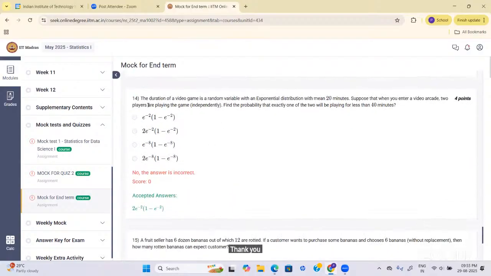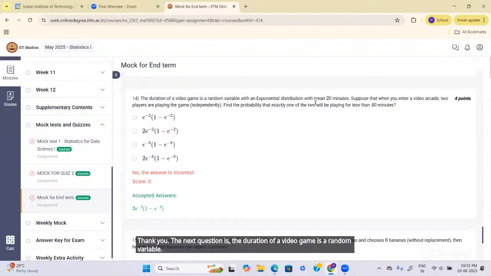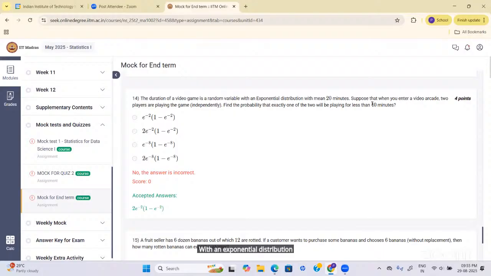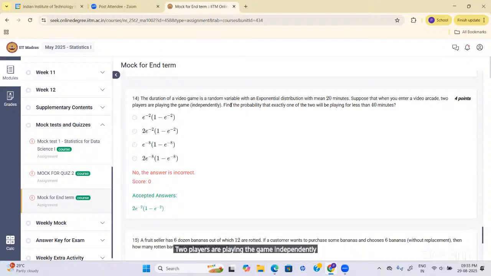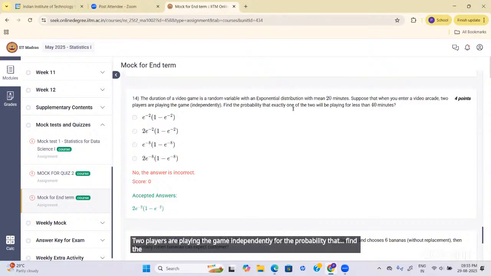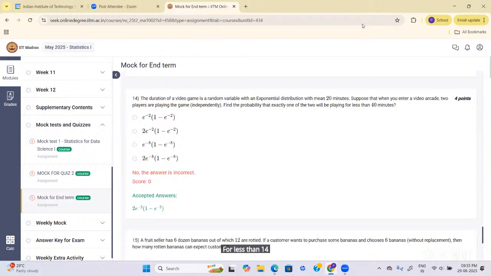Okay, the next question is: the duration of a video game is a random variable with an exponential distribution with mean 20 minutes. Suppose that when you enter a video arcade, two players are playing the game independently. Find the probability that exactly one of the two players will be playing for less than 40 minutes. So how will you solve this question?